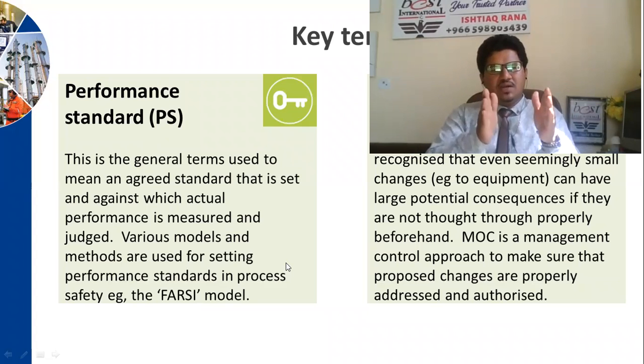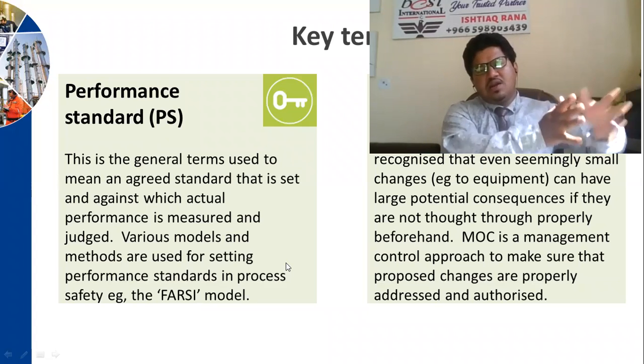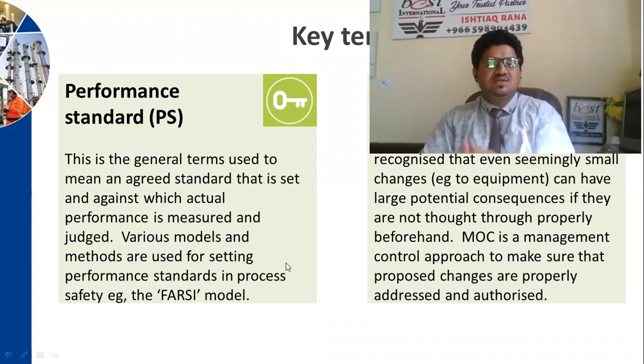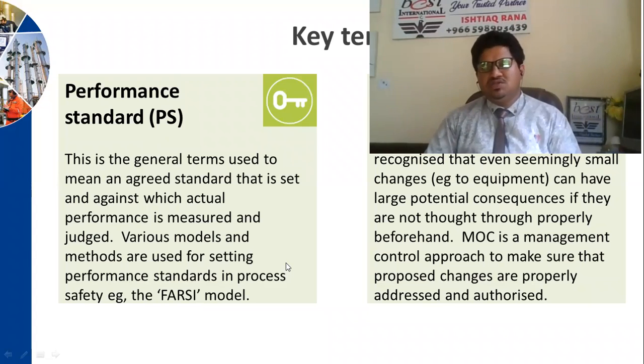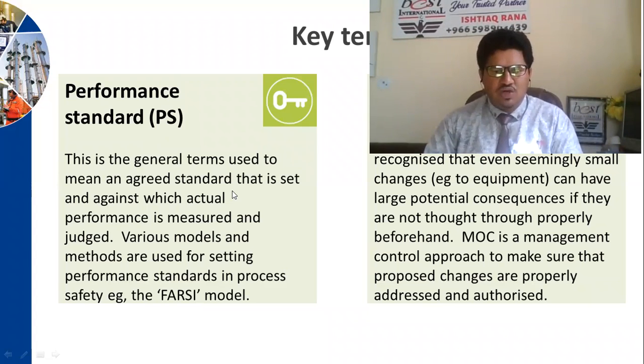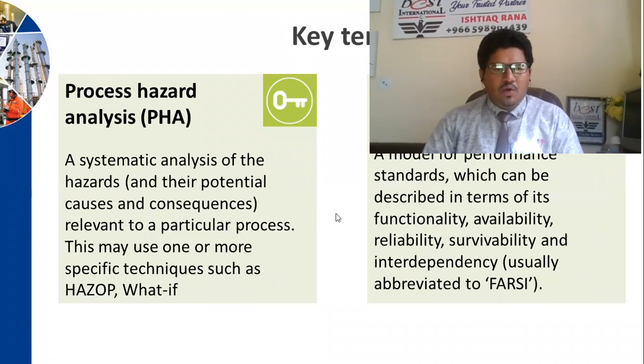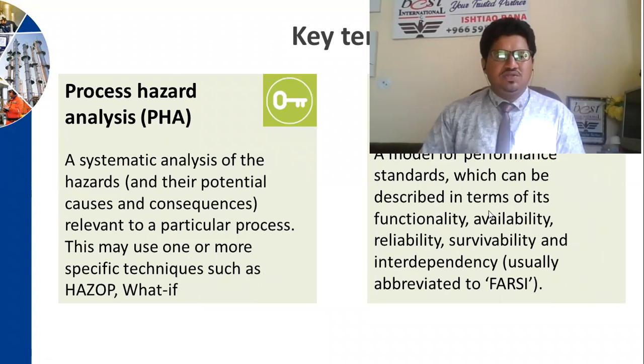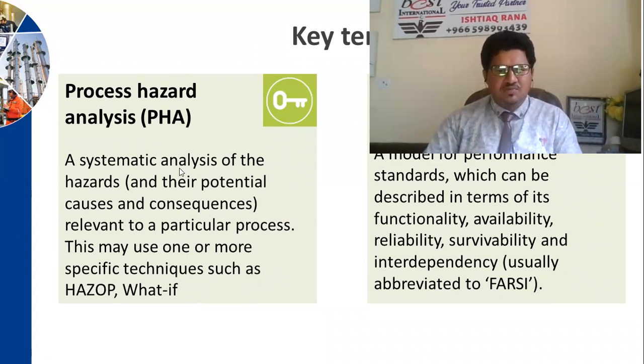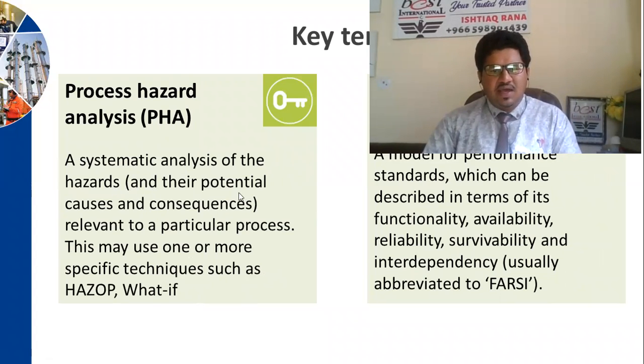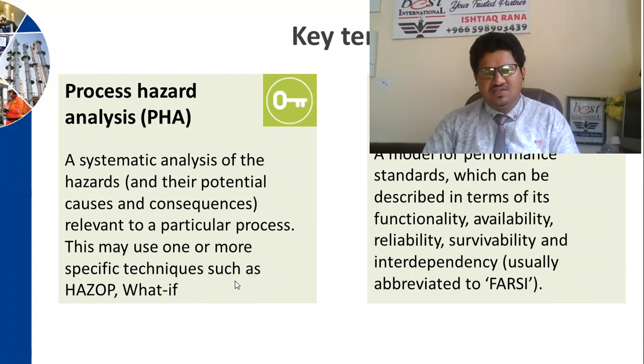So for performance standard, we need a benchmark: this is the standard we will compare our performance against. And this is the MOC procedure which we need to follow even for the smallest changes. Now, what is PHA, process hazard analysis? A systematic analysis of the hazards and their potential causes and consequences relevant to a particular process. This may use one or more specific techniques such as HAZOP, what-if.